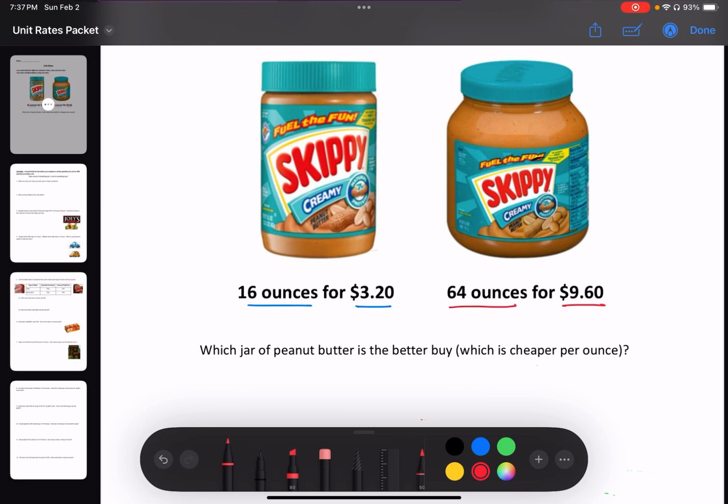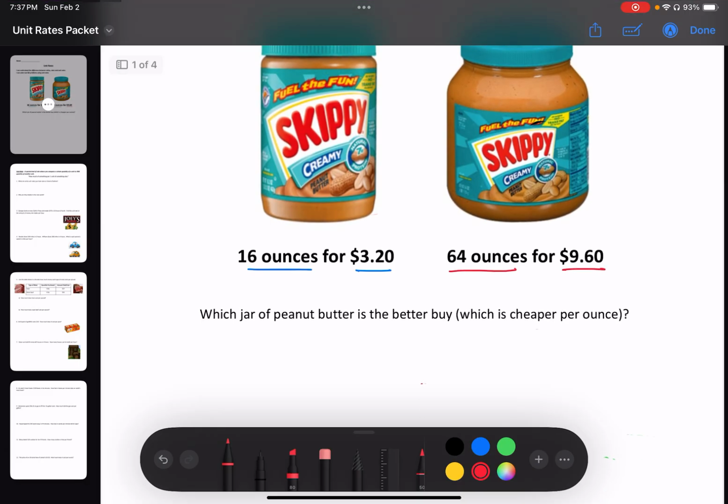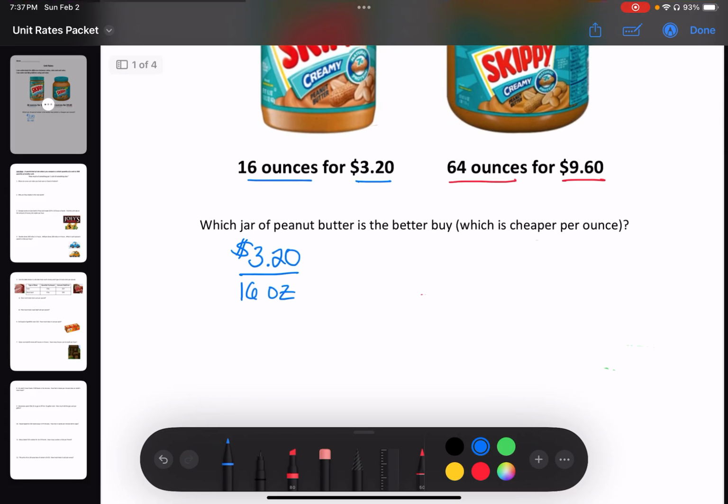Now that you've had a chance to try this problem on your own or with a partner, we are going to go through it together. The first small jar that has 16 ounces for $3.20, we can write as a ratio of money, $3.20, to ounces, 16 ounces. Or we could also write it as a ratio of ounces, OZ stands for ounces, to money, $3.20.